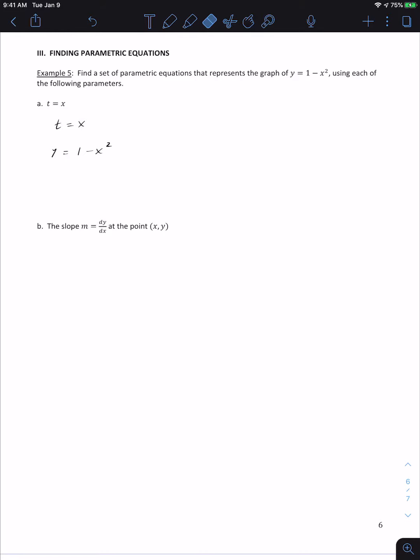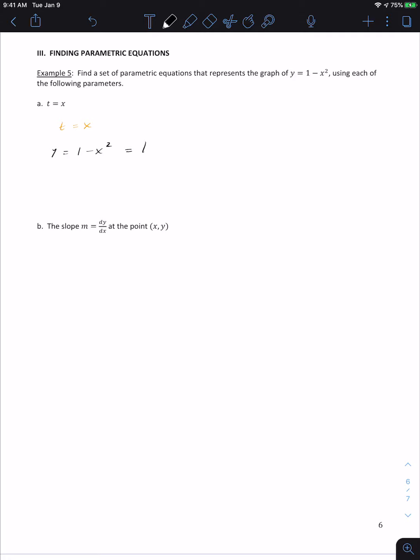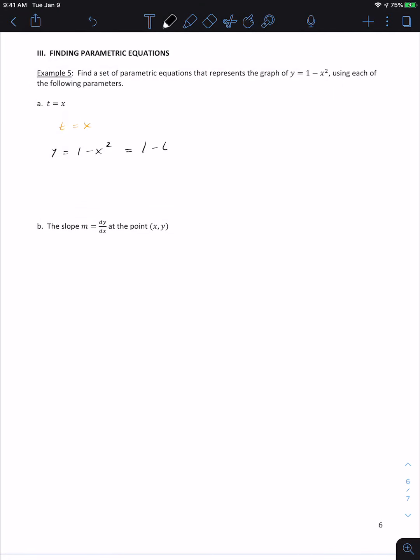And now instead of t equals x, if I write this as t equals x, that means I can go into this equation, 1 minus, and now instead of writing x, I can write t. So I get 1 minus t squared. So my set of parametric equations is x equals t, because that's what we set it equal to, and then y equals 1 minus t squared. So that's my set of parametric equations.